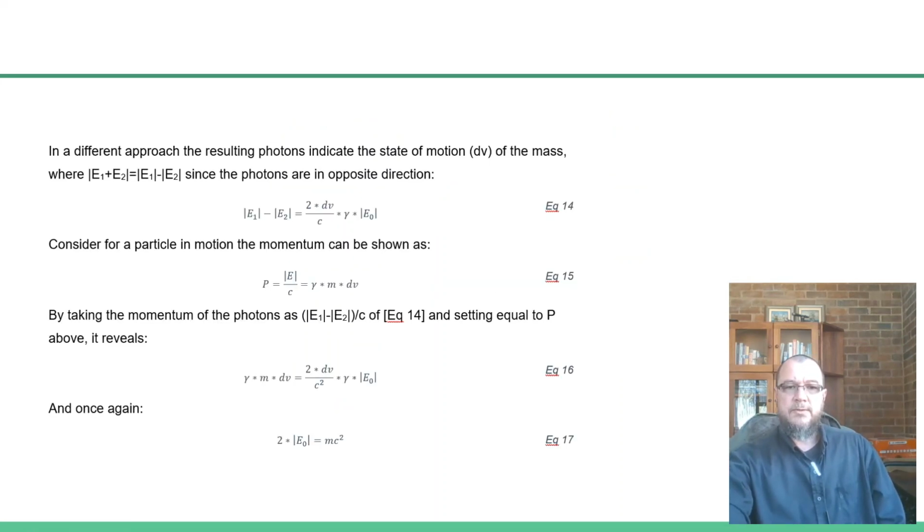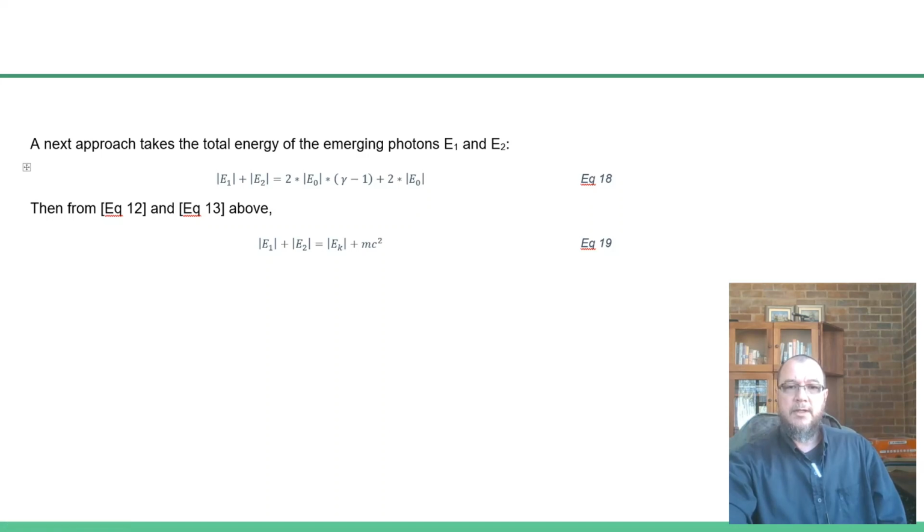Further analysis of the photons E1 and E2. If we look at the difference of E1 and E2, we take that energy value and look at the momentum component of that. We set that equal to the momentum that has now been gained by the mass. We end up with the same relation, 2E0 equals mc squared. Furthermore, if we look at the total energy of E1 plus E2, we get the total of the kinetic energy of the mass plus mc squared.